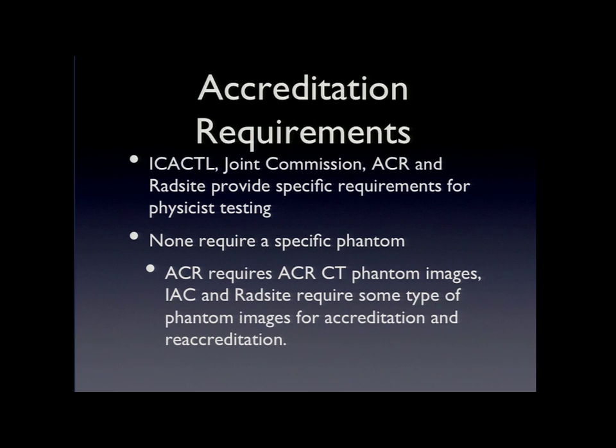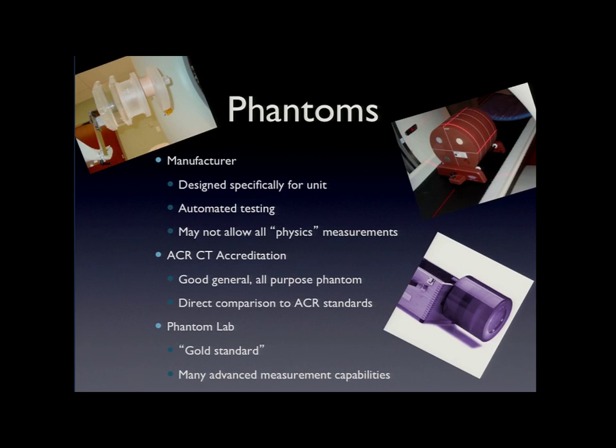IAC and RadSite require that some type of image be submitted, but you can use the phantom that's applicable to the scanner. The thing to note about IAC is that a lot of what drove that is because the ACR doesn't do cone beam CT, the dental units and things like that. IAC really accredits a lot of those types of scanners, and therefore the phantoms are all different for those as opposed to a CT phantom. It's really difficult to even use the ACR Phantom on a cone beam CT and get any useful information. But here are some of the different phantoms that are available for doing equipment testing.